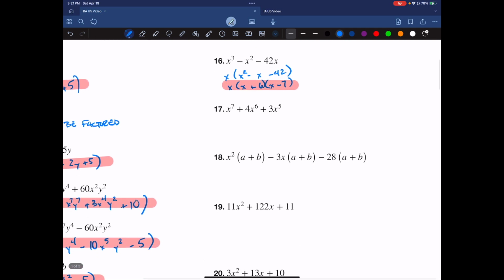17. All right, every term has at least an x to the fifth, so I'll pull that out. And that's going to leave me with x squared plus 4x plus 3. Then I'm going to try to factor the inside. While I factor the inside, the x to the fifth is just going to hang out. So it's going to be x and x plus. And factors of 3 are 1 and 3, so it's going to be 1 and 3, and it's going to work out. So there's that.